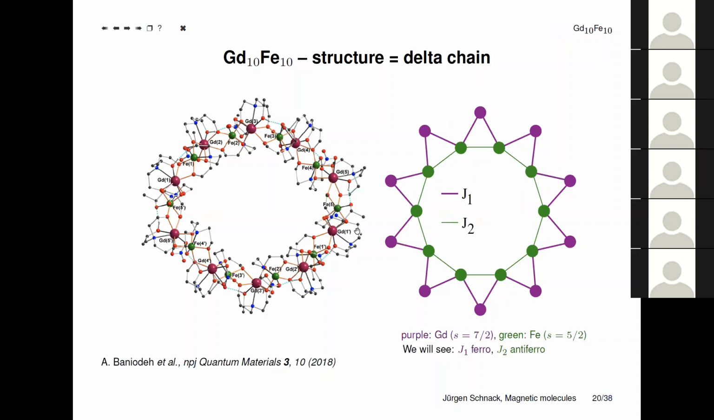So it is a ring system where you have alternating gadolinium and iron ions, both valency 3, so this is a spin 7½ and the iron is a spin 5½. And we set up a model that includes a nearest neighbor exchange interaction that will turn out to be ferromagnetic in the end. This is J1, so it's between irons and gadoliniums and so forth. And then we also assume that the irons interact with their neighboring irons with a small interaction J2 that in the end will turn out to be antiferromagnetic.